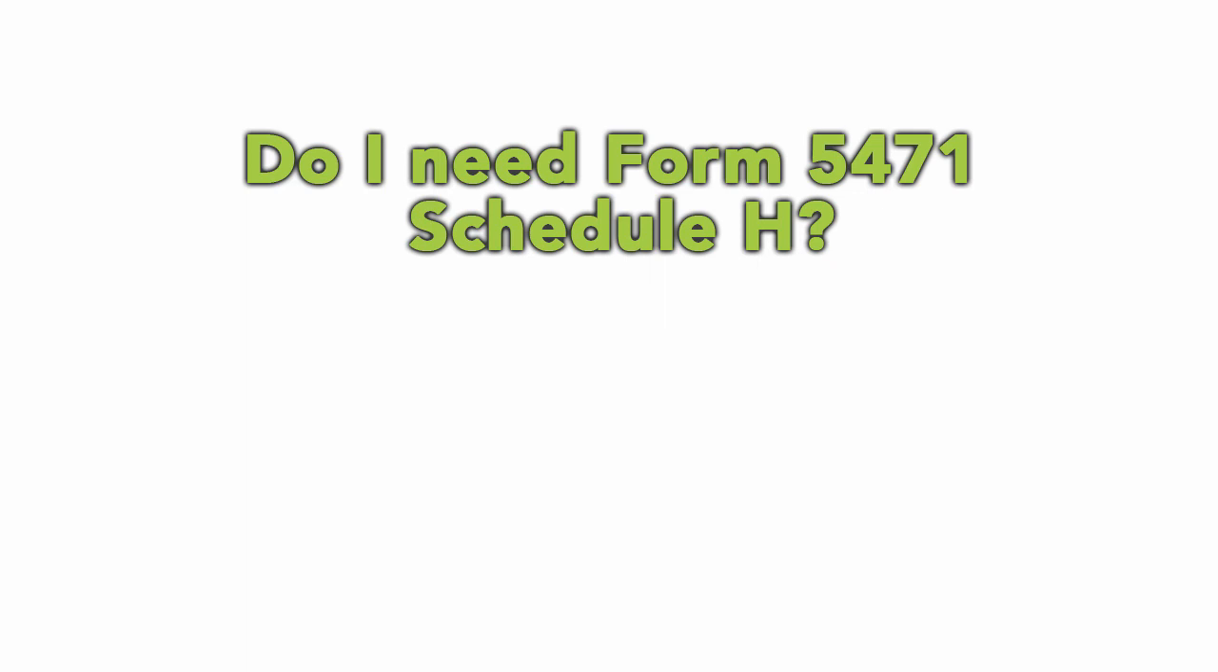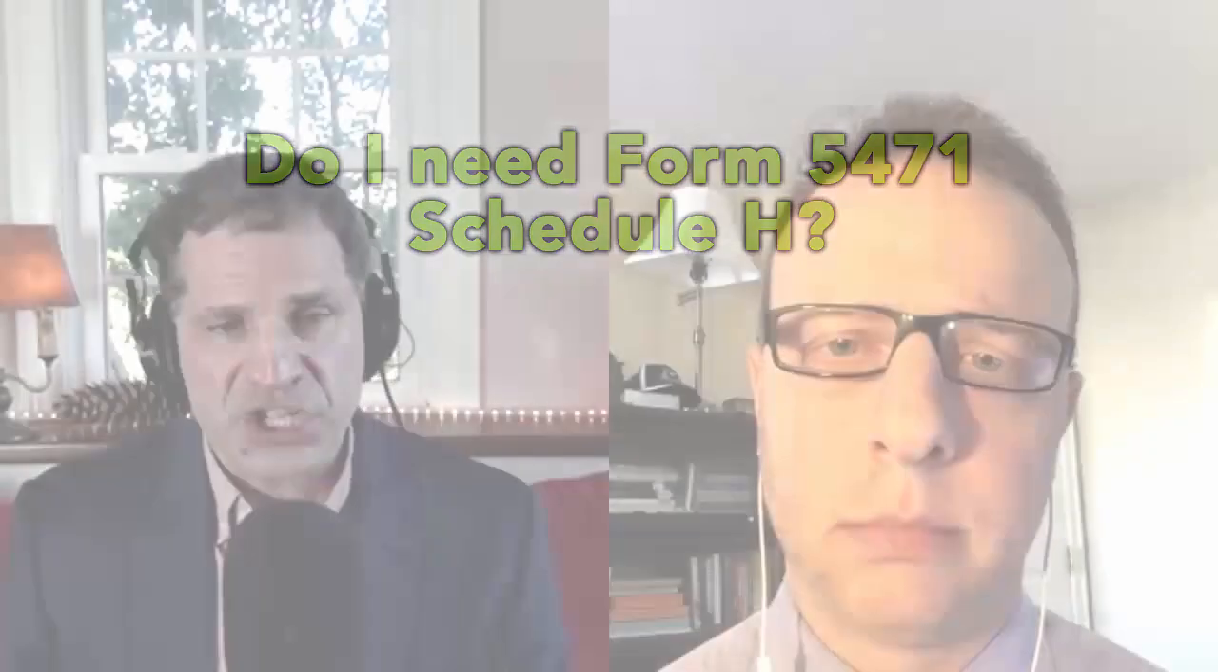Next question is, do I need Form 5471 Schedule H? What's Schedule H? Schedule H is the schedule where you show what your earnings and profits are for the year. And you're only going to need it if you're a category 4 or 5 filer, I believe. But check the category, see which ones require that schedule, and then fill it out if you need it.